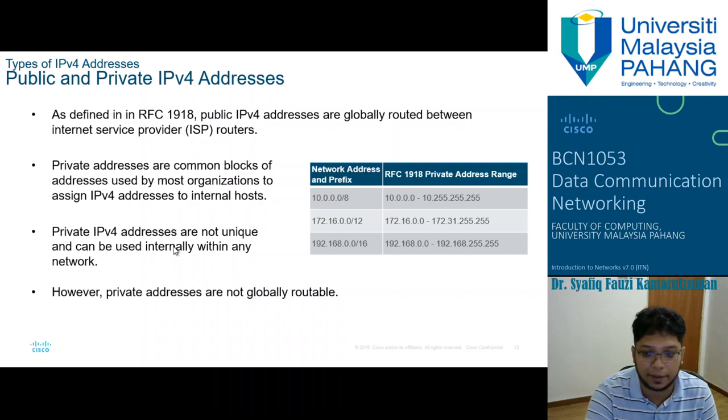It means the same IP address might exist in another network, but it is only used for that network. However, private addresses are not globally routable. So the addresses inside your PCs at one location will be translated into a global IP, and they will use a public IP from your internet service provider when sending data from your location.